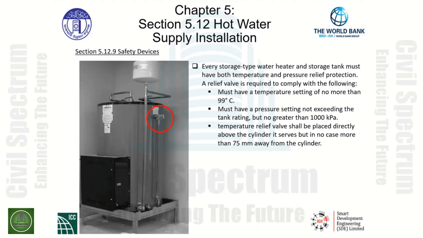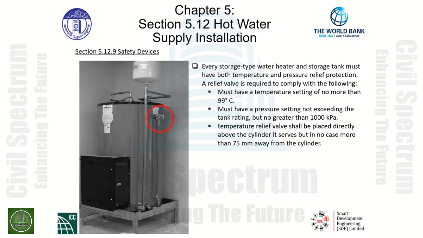Every storage type water heater and storage tank must have both temperature and pressure relief protection. A relief valve is required to comply with the following, as indicated below. It must have a temperature setting of no more than 99 degrees Celsius. Must have a pressure setting not exceeding the tank rating but no greater than 1000 kPa. Temperature relief valve shall be placed directly above the cylinder it serves, but in no case more than 75 millimeters away from the cylinder.